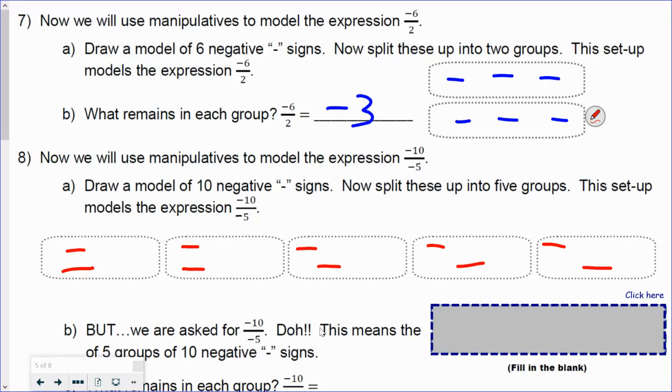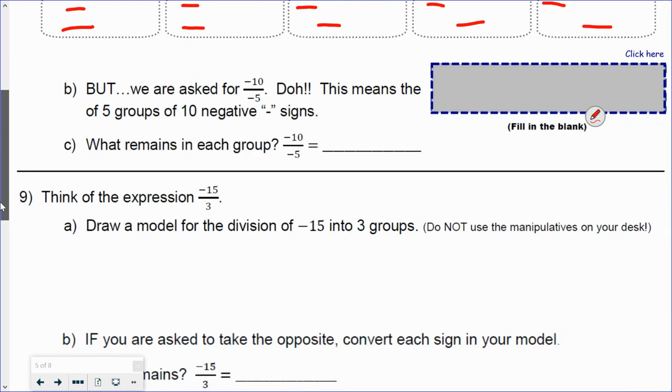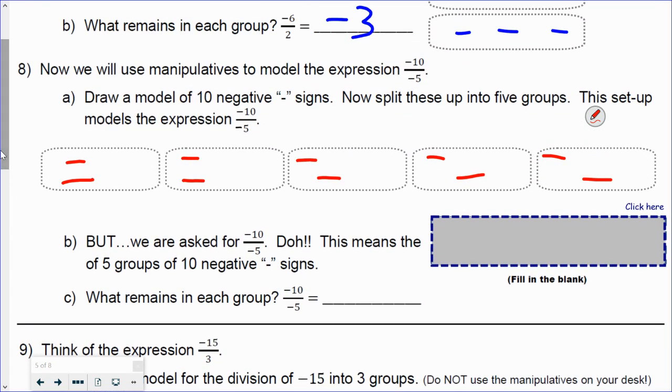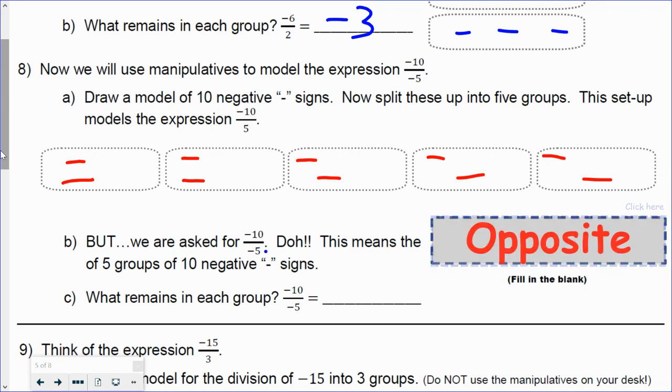But if we had a negative 5, well, I guess that was supposed to be an opposite 5. Overthinking it. It happens. All right. If we were to ask to use a negative 5 to divide by, that means we need to take the word opposite of 5 groups of 10 negative signs. So what does that mean?